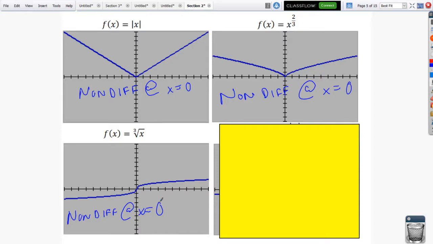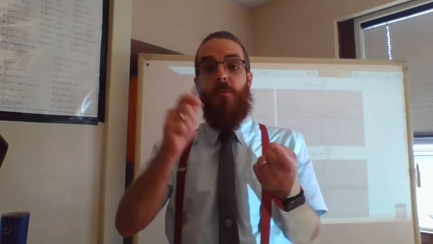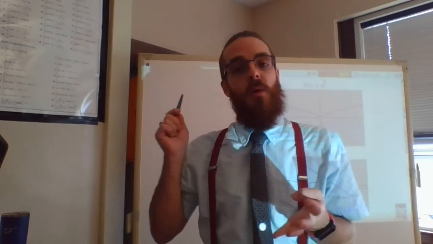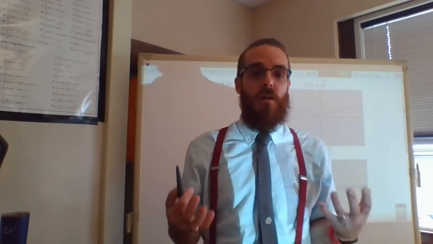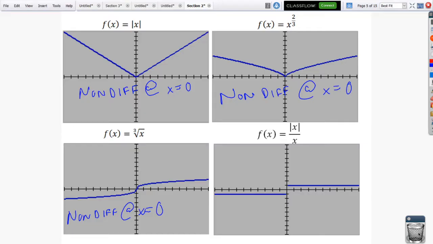And the last one is one that we've already evaluated. It's a discontinuity. Anytime you have any type of discontinuity, whether it's a removable discontinuity, an infinite discontinuity, a finite discontinuity, or an oscillating discontinuity, all of those produce non-differentiability at the point of discontinuity. It is going to be differentiable everywhere else.